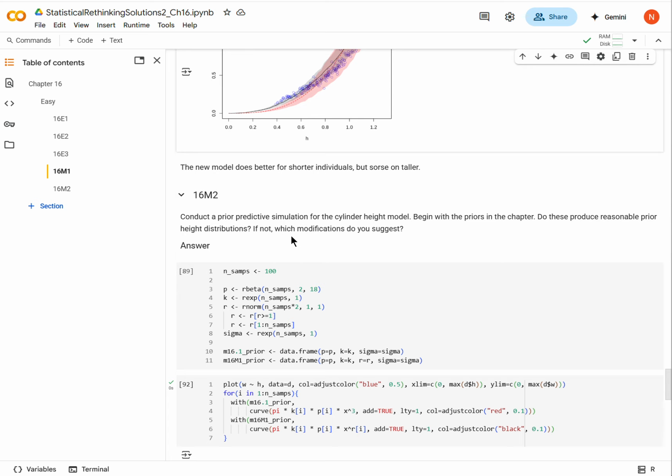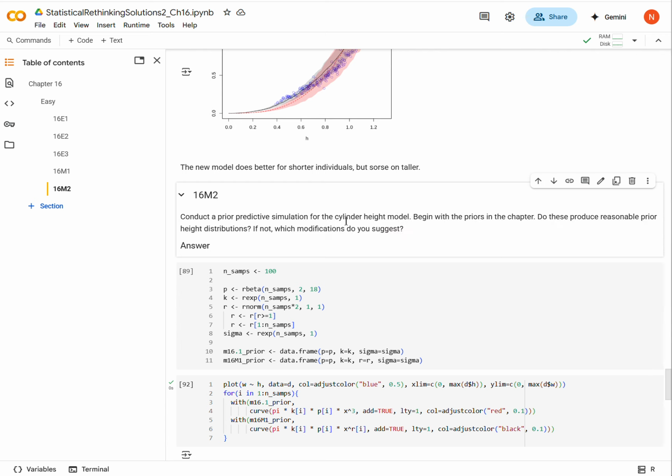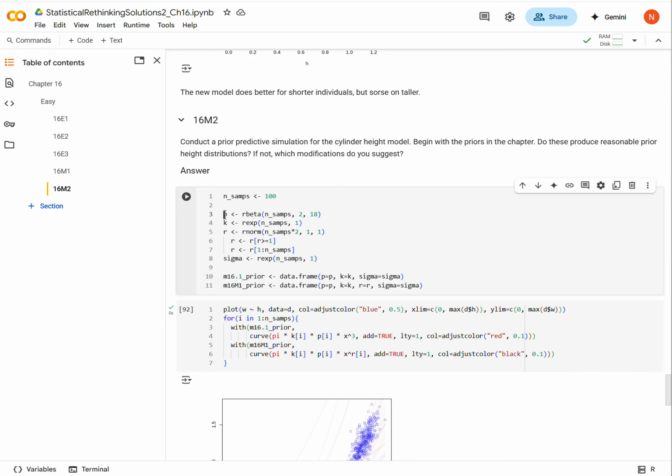Now for 16M2, what we're asked to do is to assess a prior predictive simulation for these models, and then make some adjustments. So I'm just explicating the priors here as we have them in the model, and then for r, because I used a truncated normal distribution, there might be cleverer ways to do this, but I just took a bunch of samples, twice what I normally take, with my 1, 1 priors, and then I took the r values greater than or equal to 1, and then just took the first 100 of those. Okay, so anyway, we get all those.